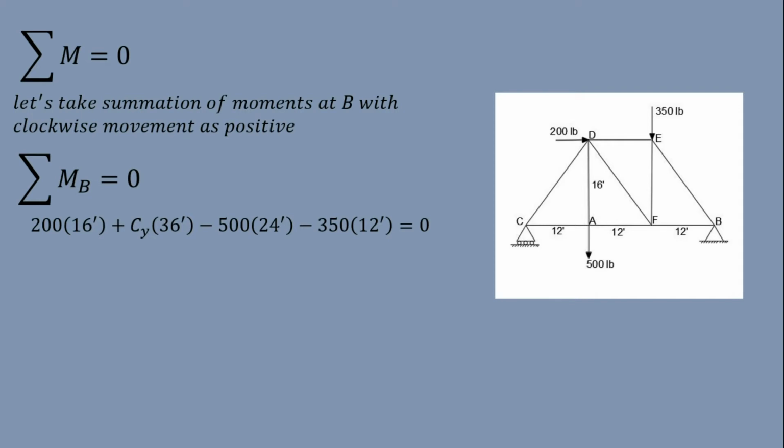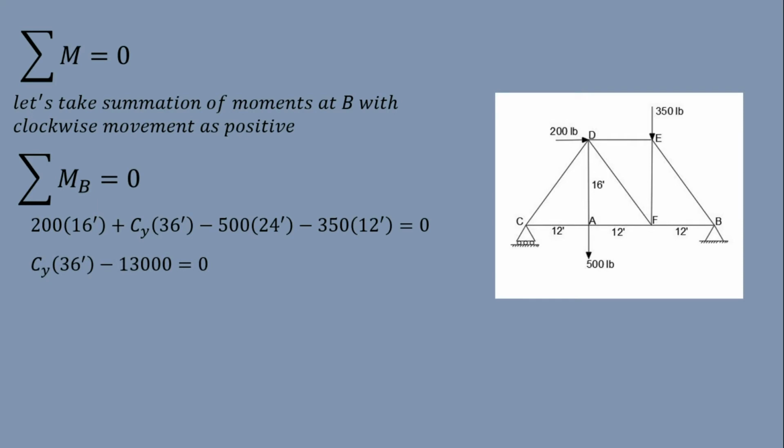Plus yung CY natin, no? So, since upward yon, so clockwise direction din ang ikot na magagawa niya dun sa B natin. So, times 36 feet minus yung 500 natin na downward, kaya magkakaroon siya ng counterclockwise na moment dun sa B. So, times 24 minus 350 times 12 is equal to 0.